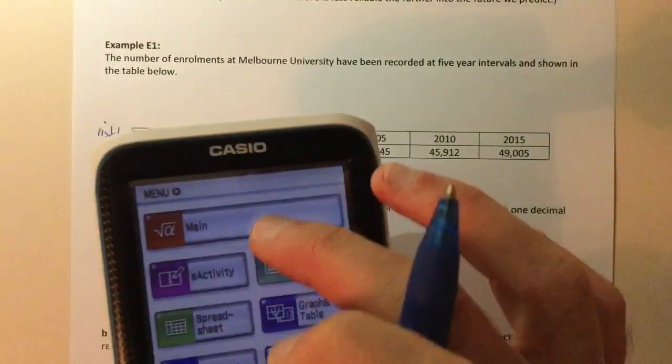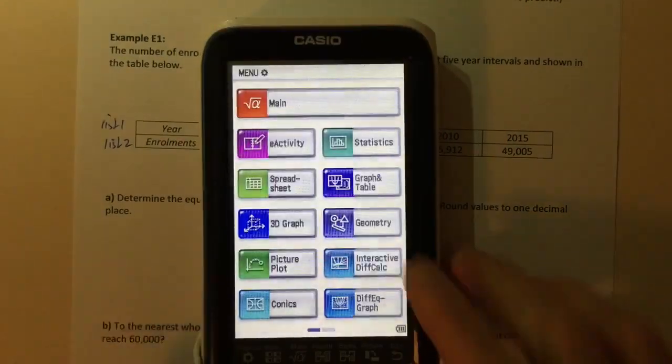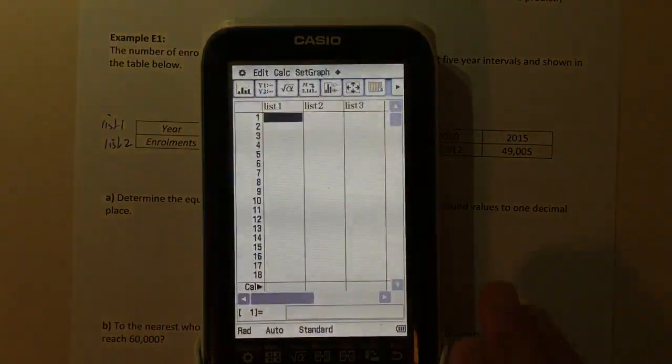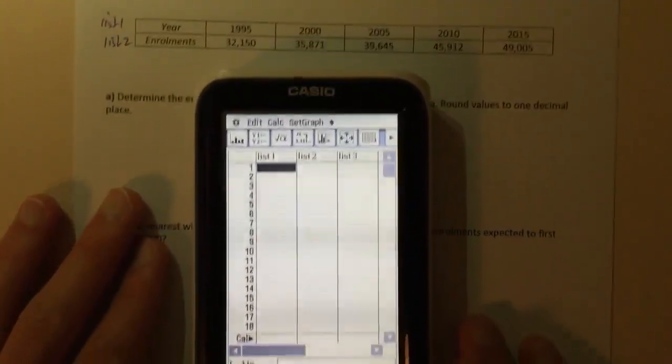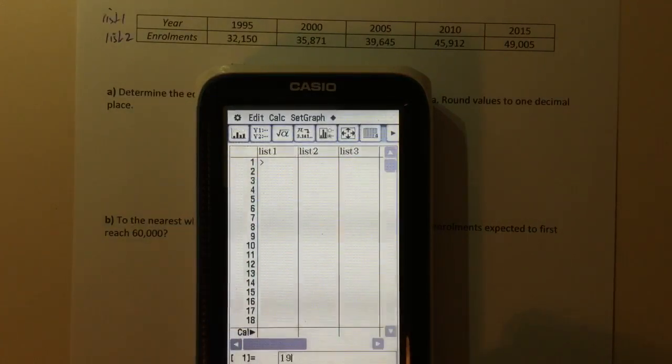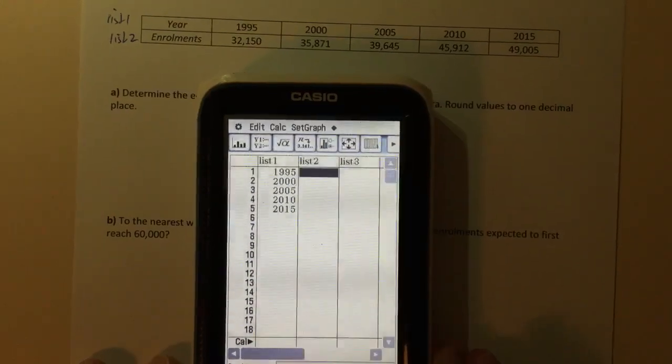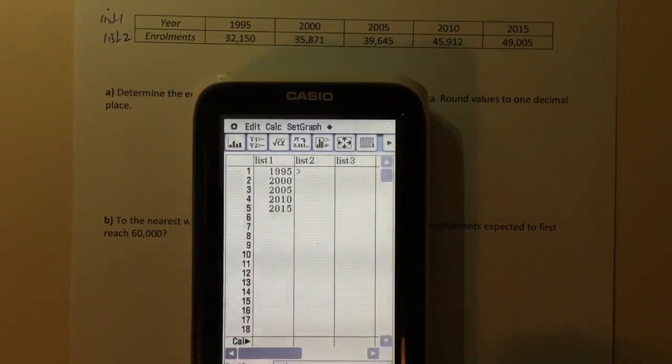So I'm just going to show you quickly how that'll look on the calculator here. So we're going to go into our statistics screen. We're going to put in the years in list 1. So it was 1995, 2000, 2005, 2010, and 2015. Right, and our Y values, our response variable values, enrolments: 32150, 35871.